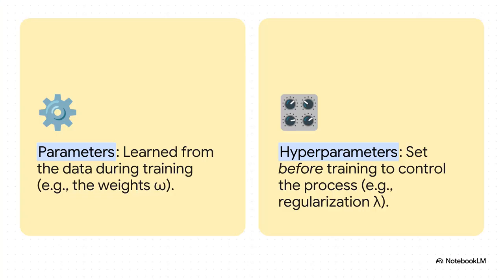First things first, we need to get a key piece of vocabulary straight, parameters versus hyperparameters. Think of it this way. Parameters, like our model's weights, are the things the model learns by itself from looking at the data. But hyperparameters are the knobs and dials we have to set before the learning even starts. That regularization strength we just talked about, that's a classic hyperparameter. We have to decide how strong that leash should be.